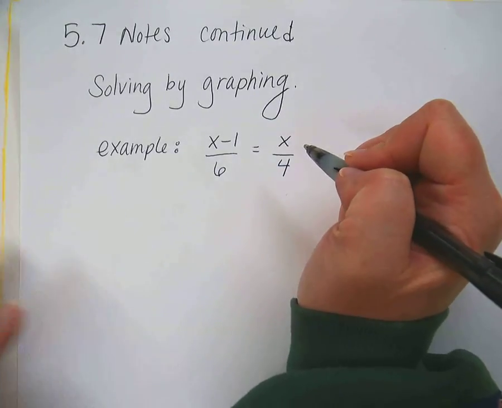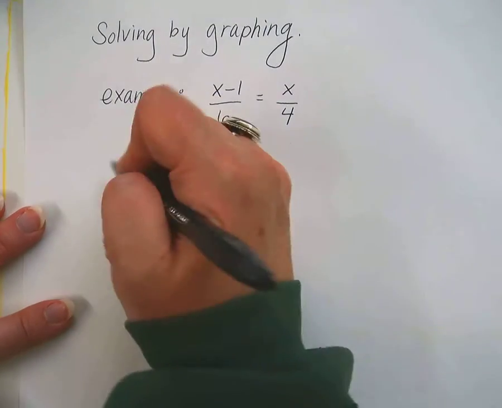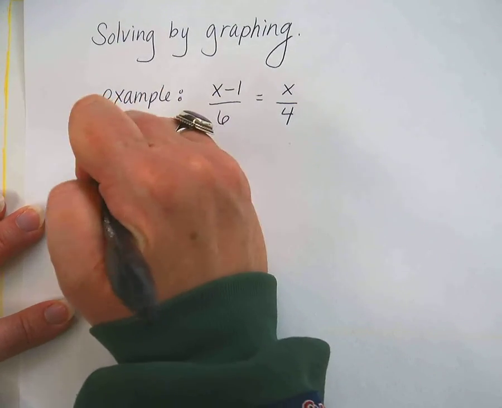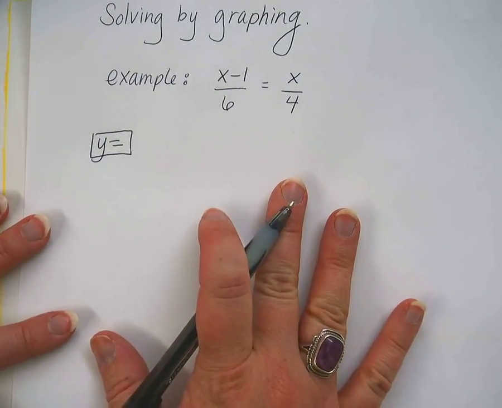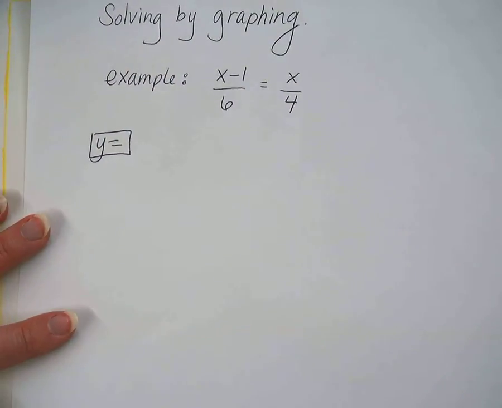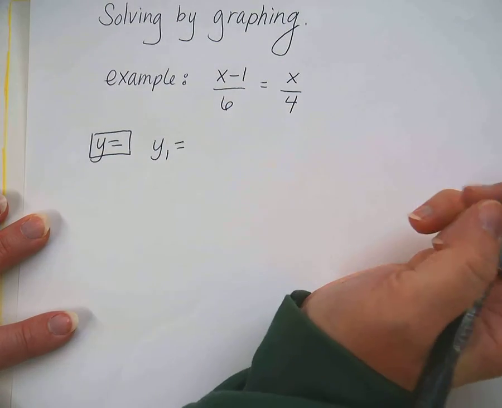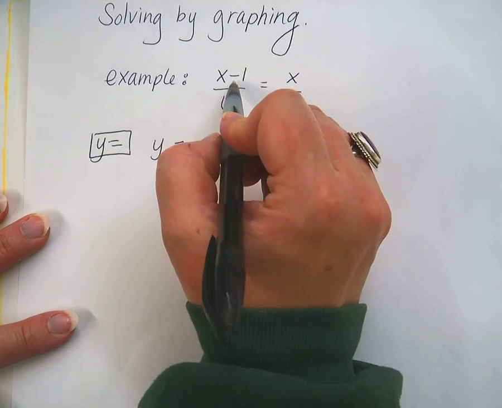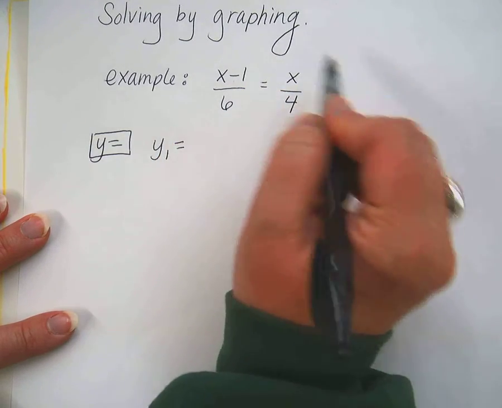Alright, so first thing I do is push the button on the calculator that has y equals. It's up in the top left corner. Okay? Then you have several y's in there where you can put in equations. You're going to use two different equations. The first one, you're going to use one side of the equal sign, and the second one, you'll use the other side of the equal sign.